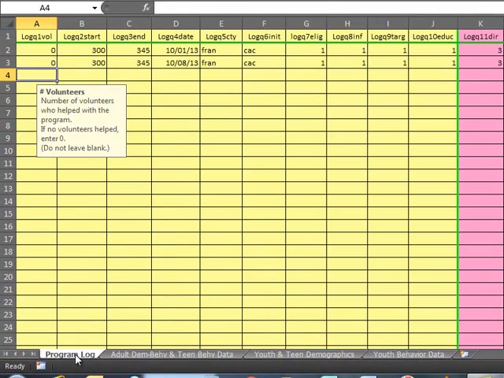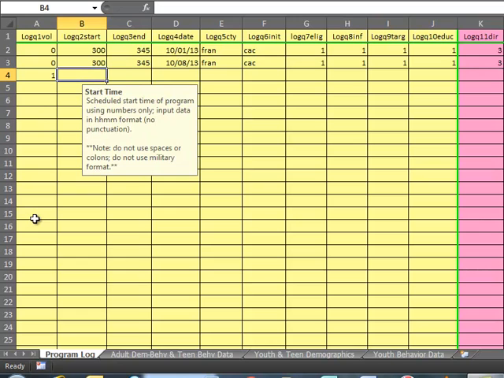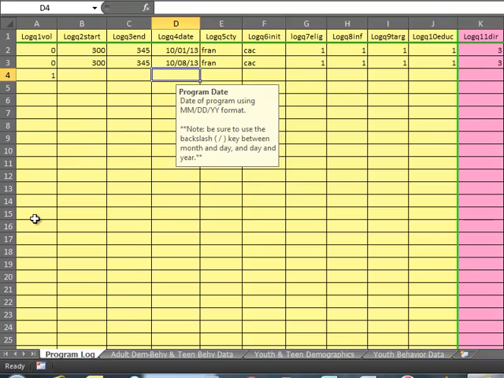Going back to the program log tab, let's say this program assistant at a later day left a stack of newsletters at the local WIC office. That would be an indirect program, and I will show you how to enter an indirect program. There's only one tab used for indirect programs, and that is the program log. And furthermore, we only report indirect programs for adult audiences. So this person had 1 volunteer assist, and for indirect programs you don't have to fill in a start and end time because that information is not as pertinent.